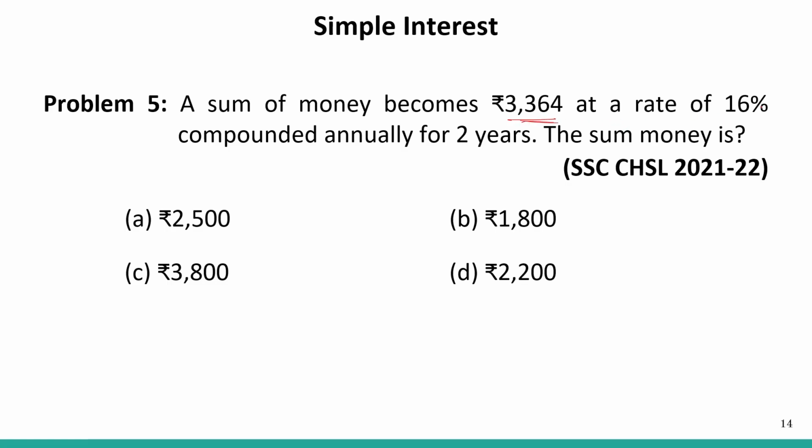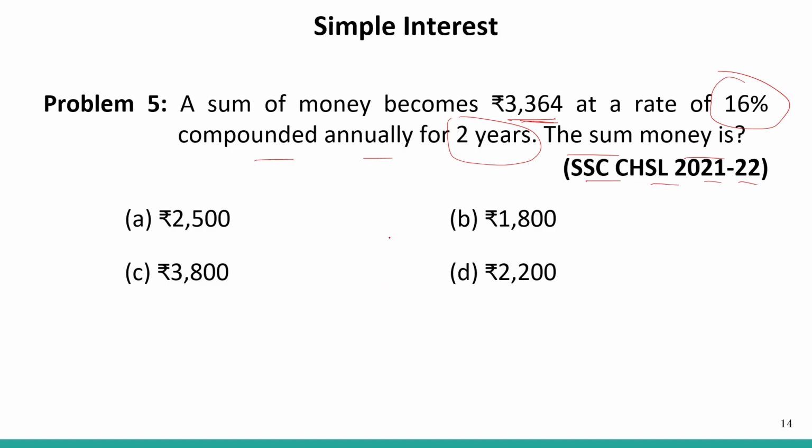3364 at a rate of 16%, compounded annually for 2 years. So what is the sum of money? This question has been asked in the SSC CHSL 2021-22 paper. Whether it is 2500, 1800, 3800 or 2200, we'll see.